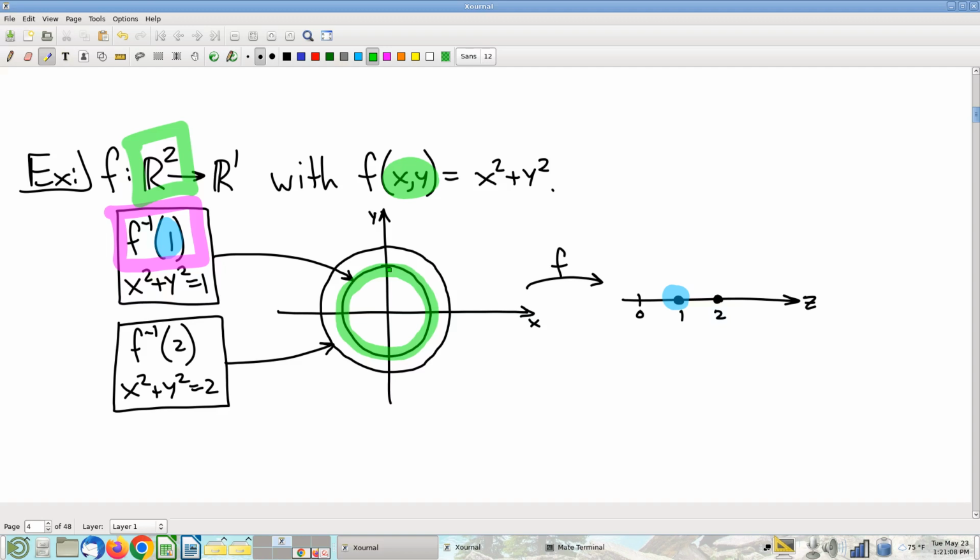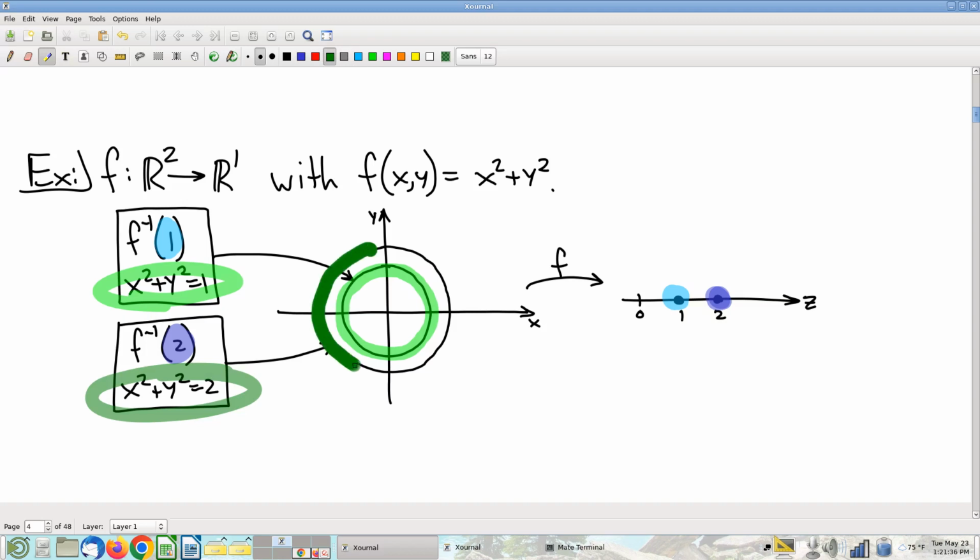Likewise, let's now think about this output value 2. What is its level set? We're going to be looking at where the value of f is equal to 2. And that's x squared plus y squared equals 2, which is a slightly larger circle. So notice that the level sets of this function are curves in the domain. Everybody happy?